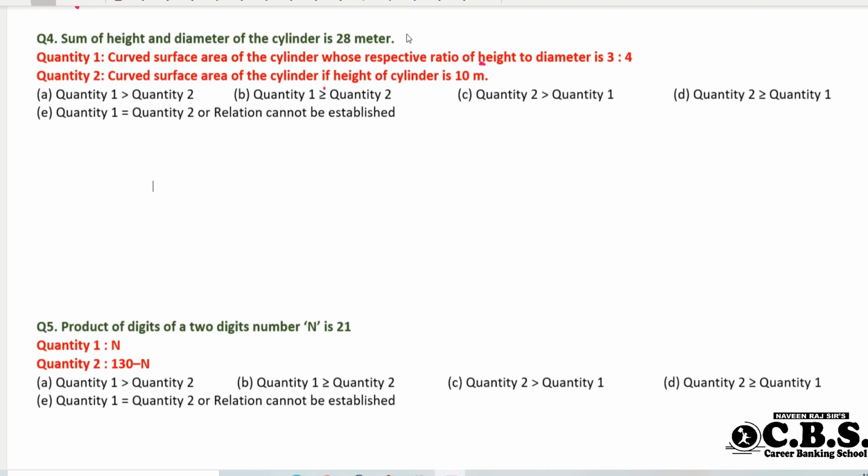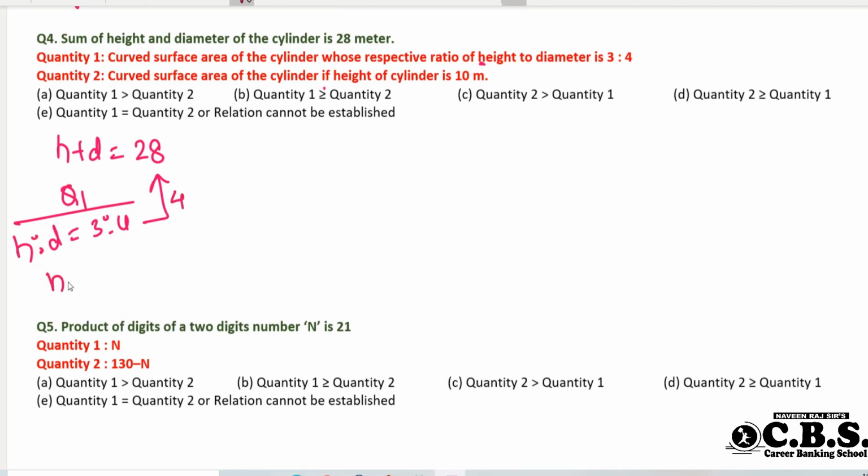The sum of the height and diameter of the cylinder is 28 meters. Given the main statement, H plus D is equal to 28. In quantity 1, the ratio is given. H is to D is equal to 3 is to 4. Totally 7 parts is 28, so 1 part is 4. Therefore the height is 12.